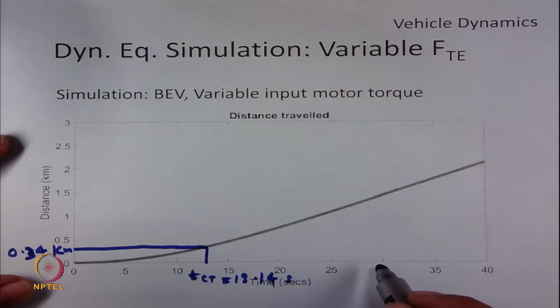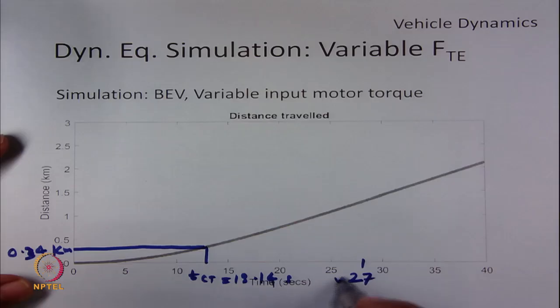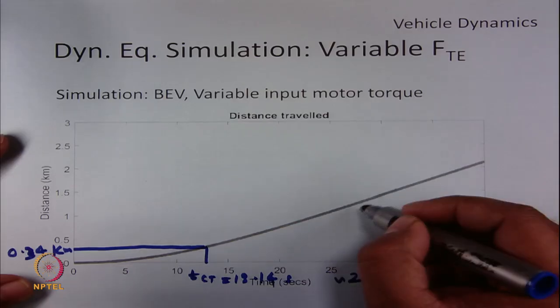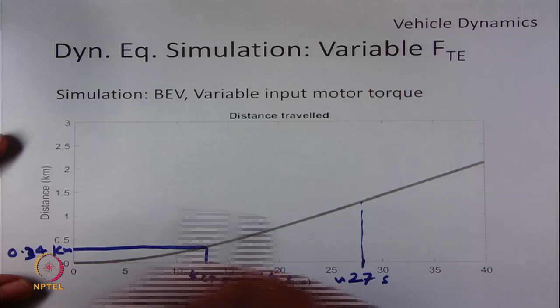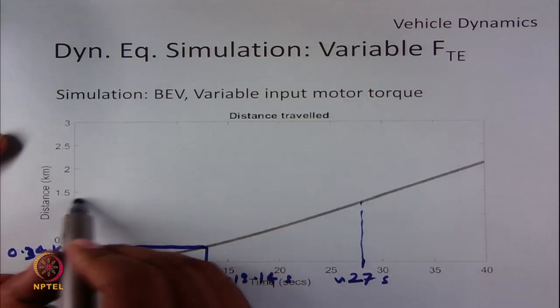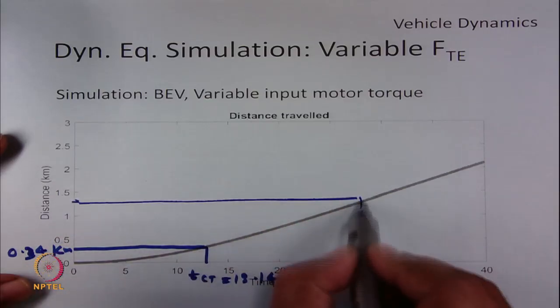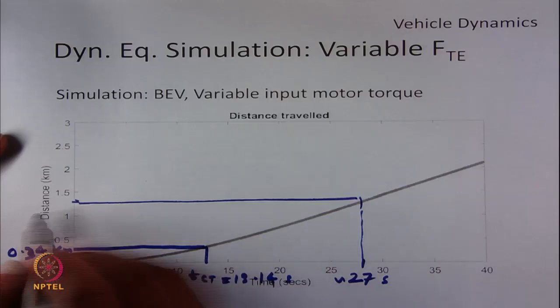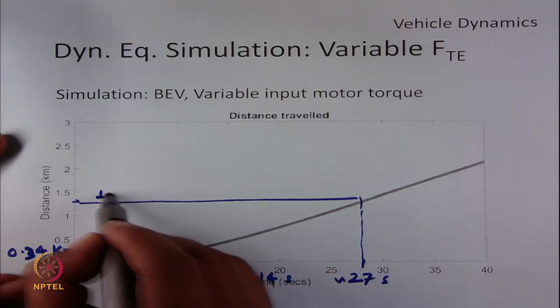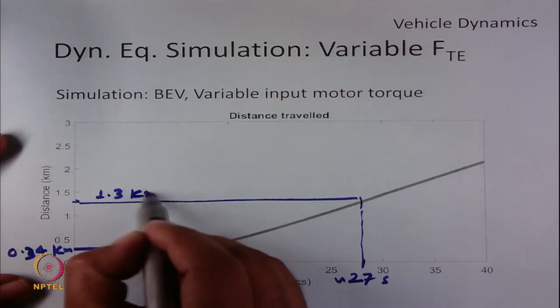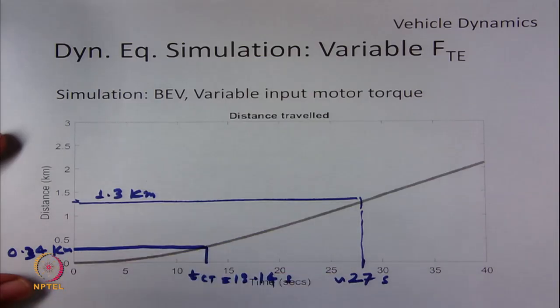Also, we can see that the distance the vehicle travels in a time proportional to 27 seconds will be somewhere around 1.3 kilometers in the constant power mode.